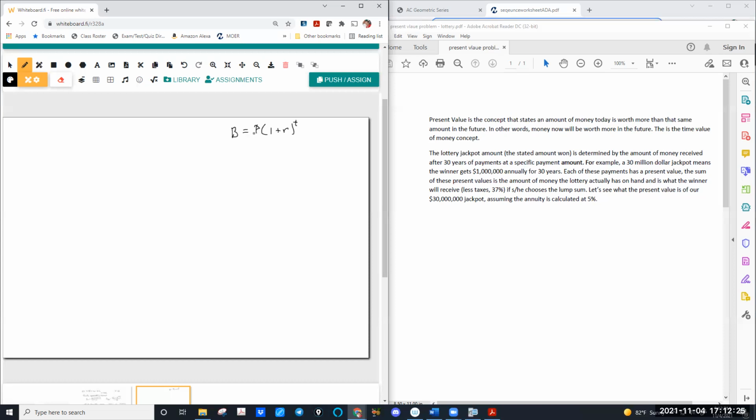So it turns out if we solve this for P, so divide both sides by this, the present value of some amount of money in the future, this is B, sometimes you'll hear this called future value. And sometimes you'll hear this called present value, so PV. But here's, again, you don't need to know everything about this.